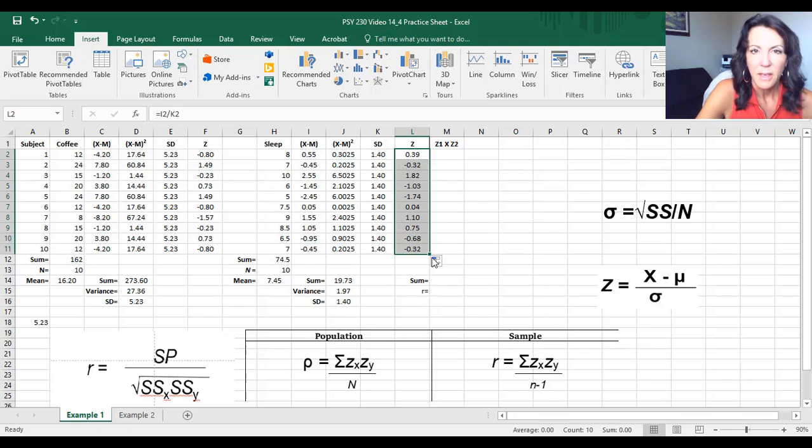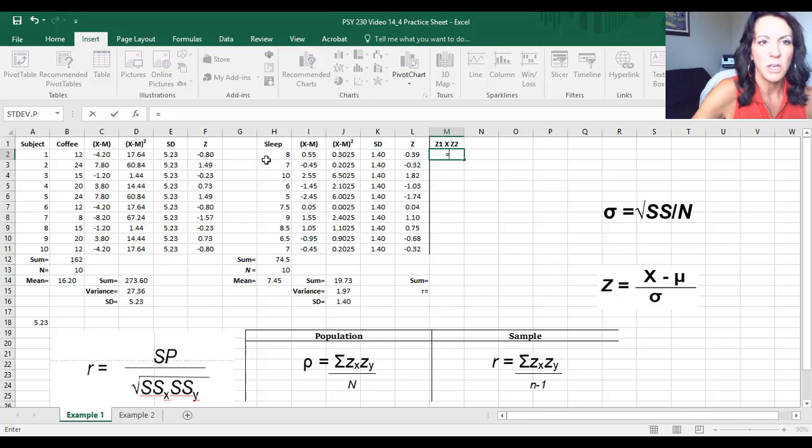okay. So now that we have the z-scores for the sleep scores, we're going to multiply the z-score of one by the z-score of the other. We were asked to do that. So the first z-score times its corresponding z-score, and we're going to drag all of this down.